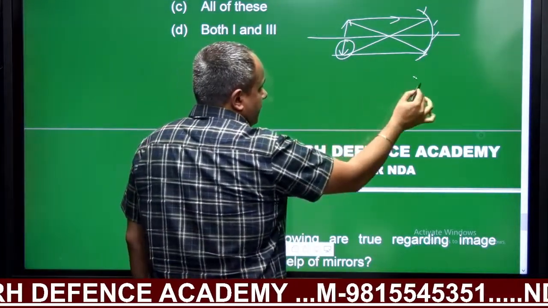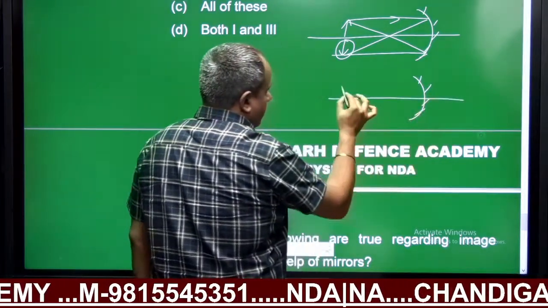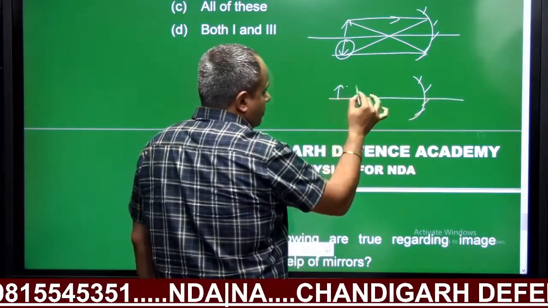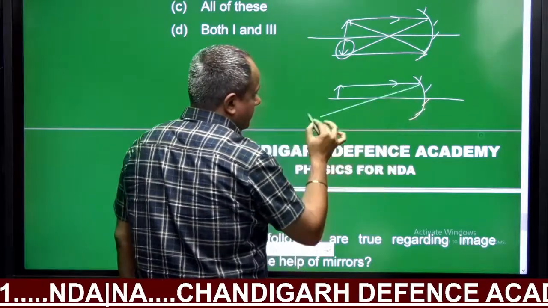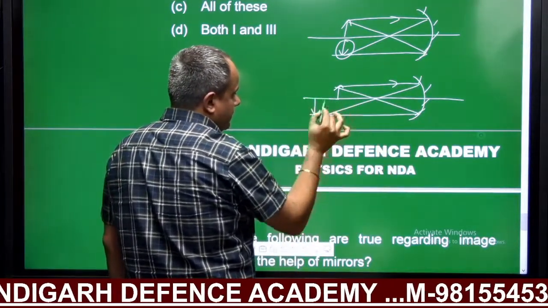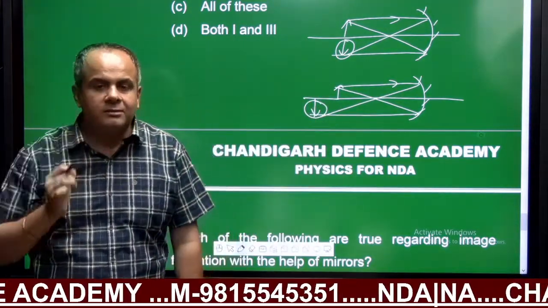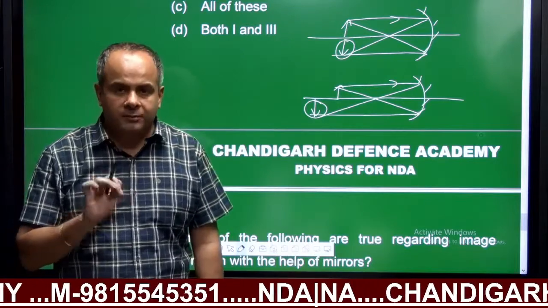एक और possibility है concave mirror का. अगर हम focal point से बहुत ज़्यादा दूर रख दें, so the ray of light will go like this and the image will be formed somewhere here, पीछे की तरफ. So either it is forming inverted or of the same size.